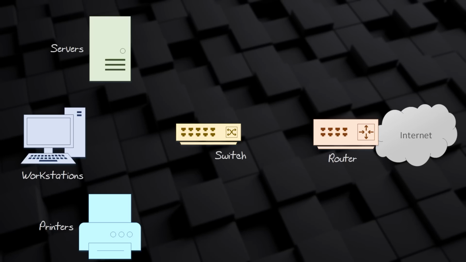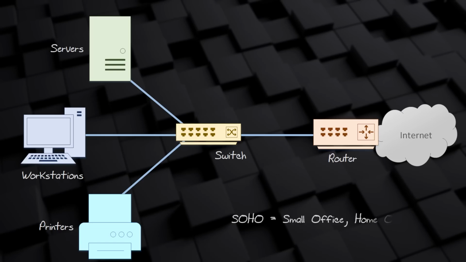Networks come in different sizes. A network at home is an example of a small network. These networks usually only have a few nodes. This is called a SOHO network. SOHO means Small Office Home Office. These networks typically have a couple of computers, a printer, a few phones and tablets.